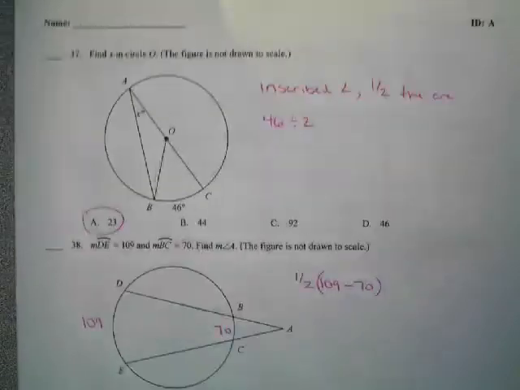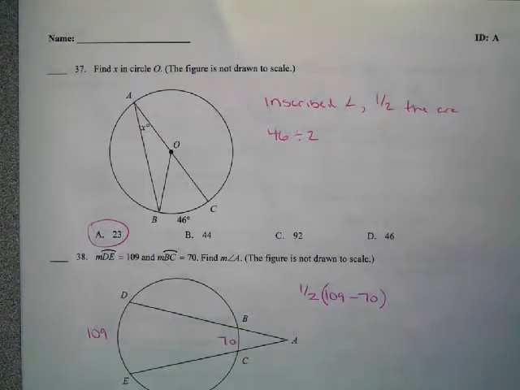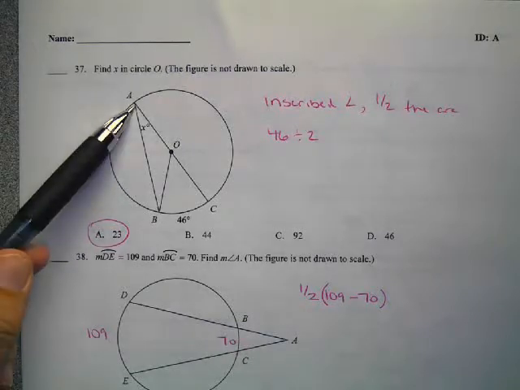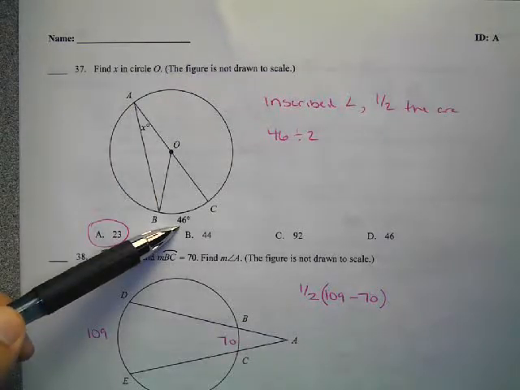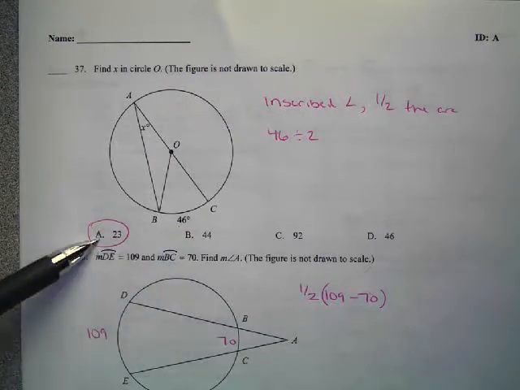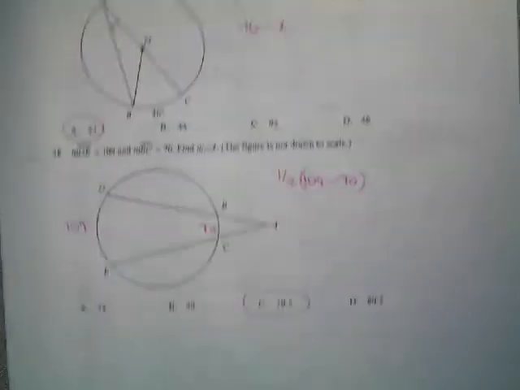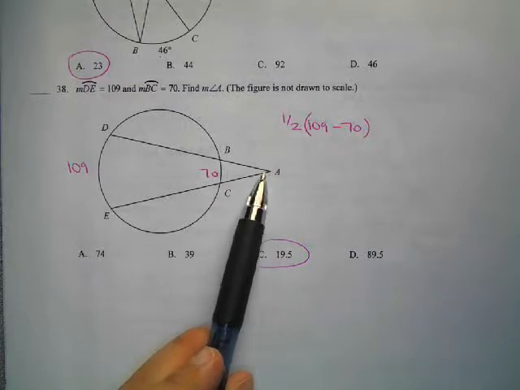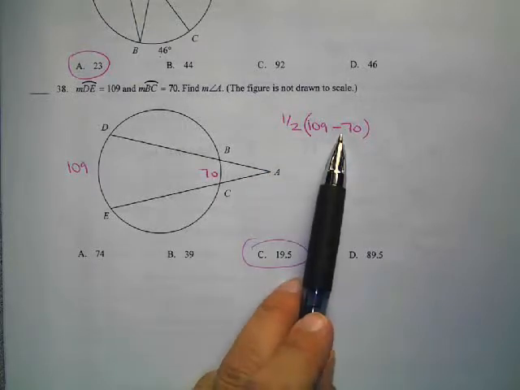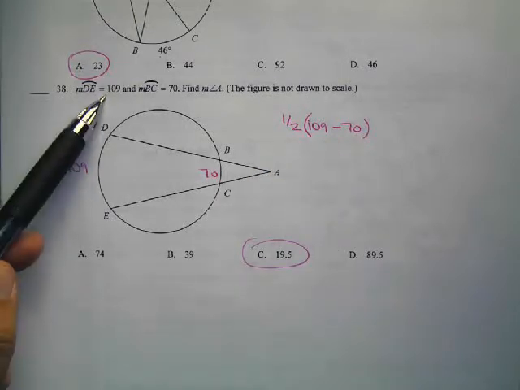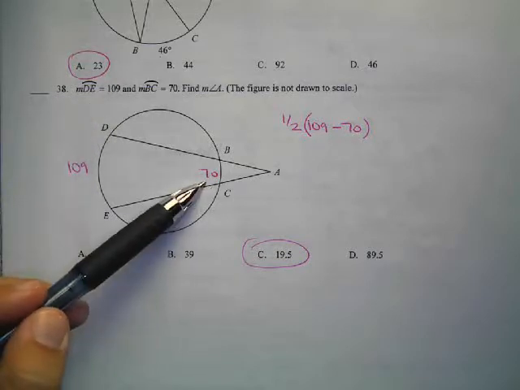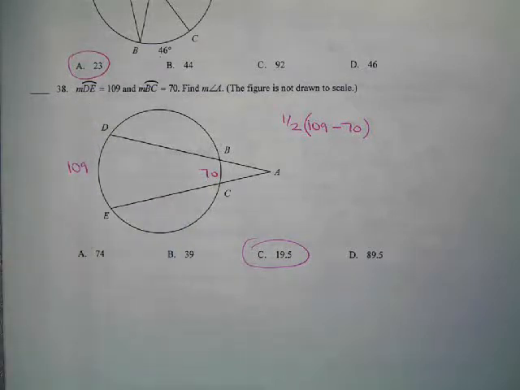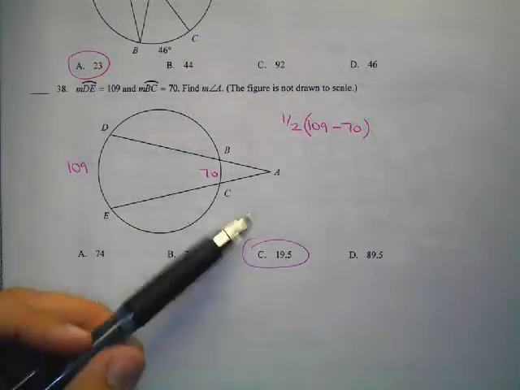Number 37, angle BAC is an inscribed angle. That's half the arc it intercepts. So half of 46, 23 degrees. For 38, when the two secants intersect outside the circle, the angle is half the difference of the two arcs. So we substitute in the 109 and the 70, subtract, and then divide by 2. So angle A would be 19.5 degrees.